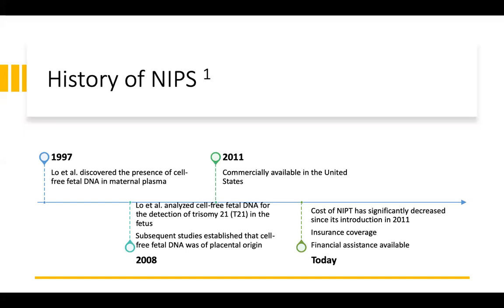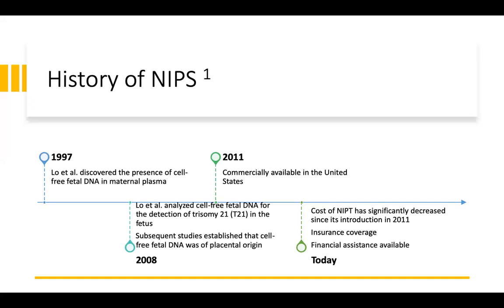In 1997 is when Lo and his team discovered that cell-free fetal DNA is present in maternal circulation. So cell-free DNA are fragments of DNA. These are released from the nucleus of cells as they undergo cell death or apoptosis. About 10 years after that, his team identified extra chromosome 21 that was present in the sample, and it was also reflective of a fetus with trisomy 21.